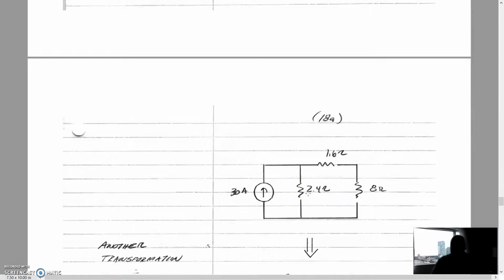And we could say this circuit is simple enough that I could probably solve now for the voltage across the 8 ohm. How would I do it? I could just do a current divider here, right? Combine so 1.6 and 8 is 9.6.